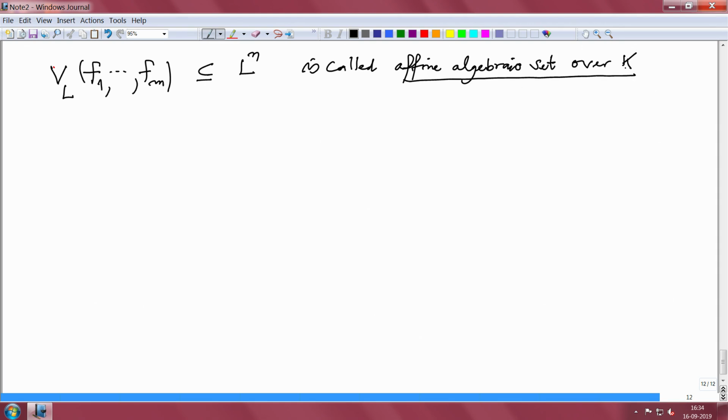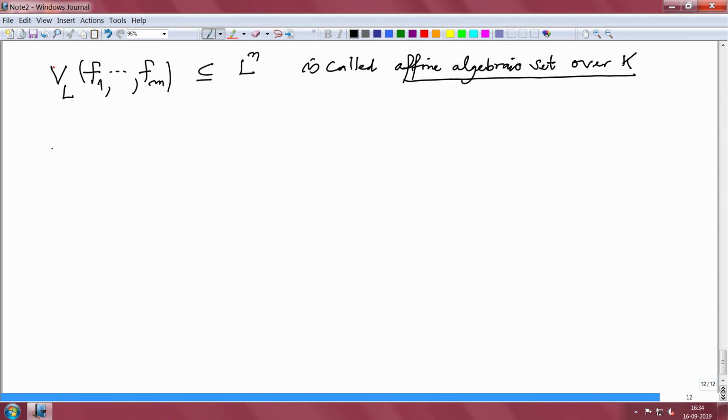Over K simply means to remember that the polynomials have coefficients in K, but this solution set is in L to the power n. Now we want to come back in some way to algebra. So what is the algebra involved to study this, and what is the geometry involved to study this? This is what we have to make very clear.